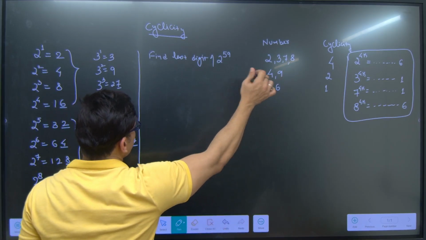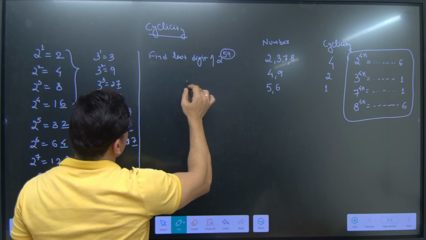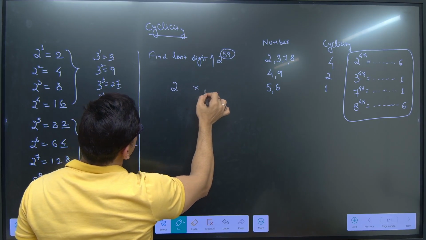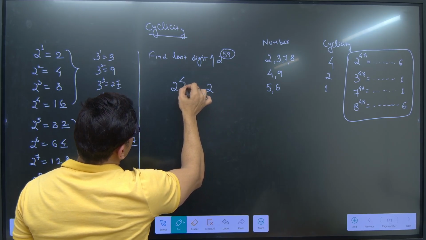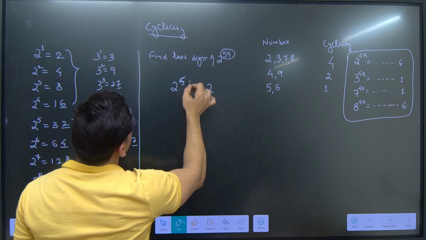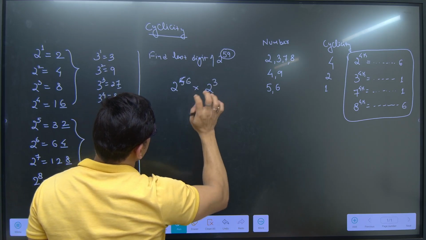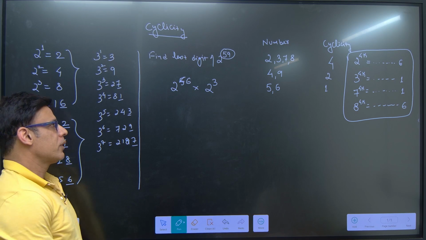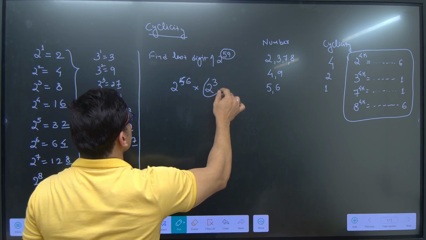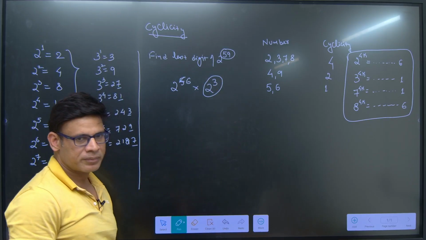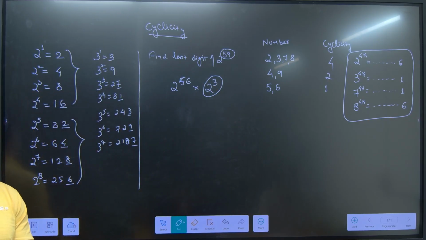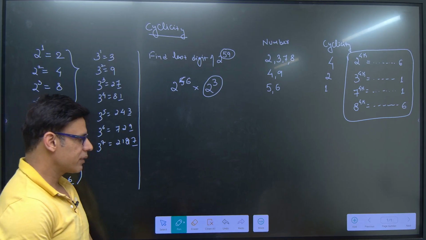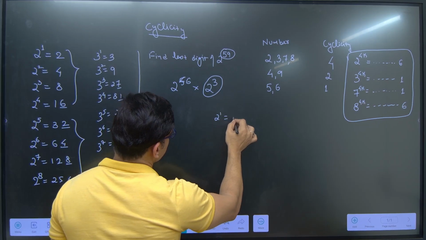Cyclicity of 2 is what? 4. Break this power into 2 parts. In one write 56 and in one write 2 cube, right? That means break into 2 parts such that one part contains a multiple of 4, and solve the remaining part; that will be your last digit. What is 2 cube? 8 should be your last digit. दिखाता हूँ कैसे.